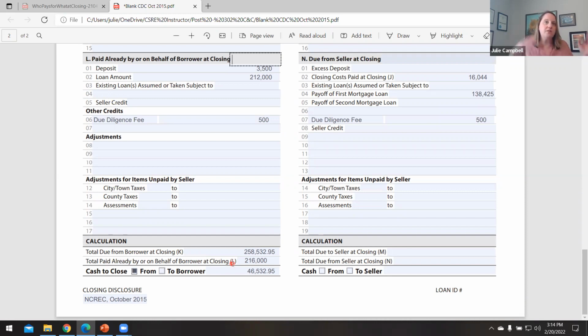Once I've reviewed it, once I put my eyes on it, now I can call my buyer and say, go get you a cashier's check for $46,532.95. Okay. Once I review it.